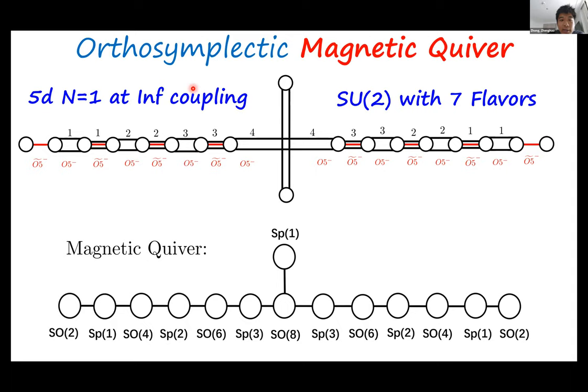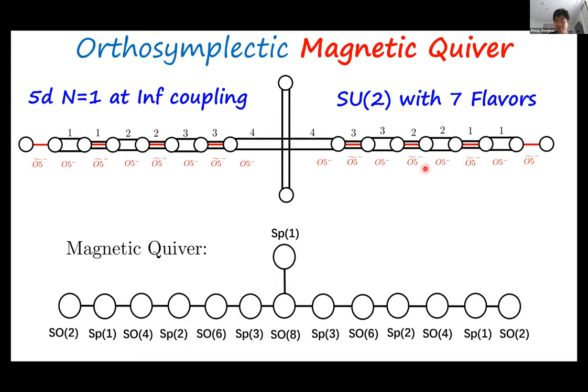So now let's look at the 5D N=1 theory of SU(2) with seven flavors at infinite coupling limit. As usual, I have a brane setup. But now I also have oriented planes in between, denoted by the different red lines. So here we have oriented O5 planes. And because of the oriented O5 planes, when I read off the magnetic quiver, it will now include gauge groups that are symplectic and special orthogonal as well. So we now have an orthosymplectic magnetic quiver. And indeed, the Coulomb branch of this orthosymplectic magnetic quiver describes the Higgs branch of an SU(2) gauge theory with seven flavors at infinite coupling.